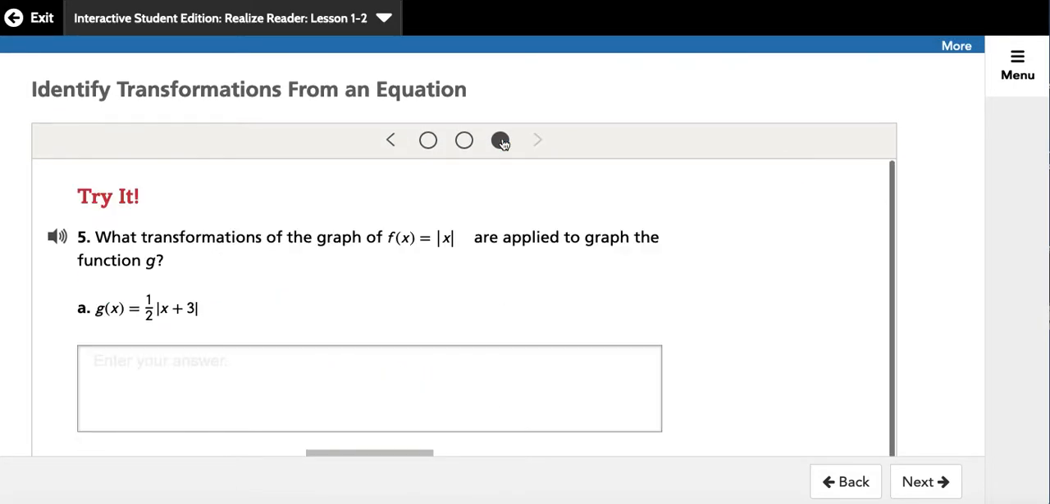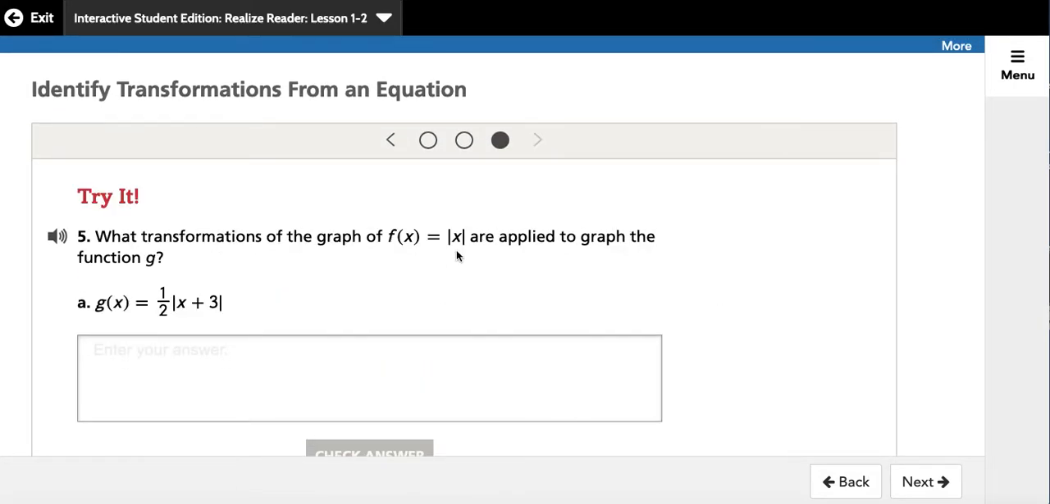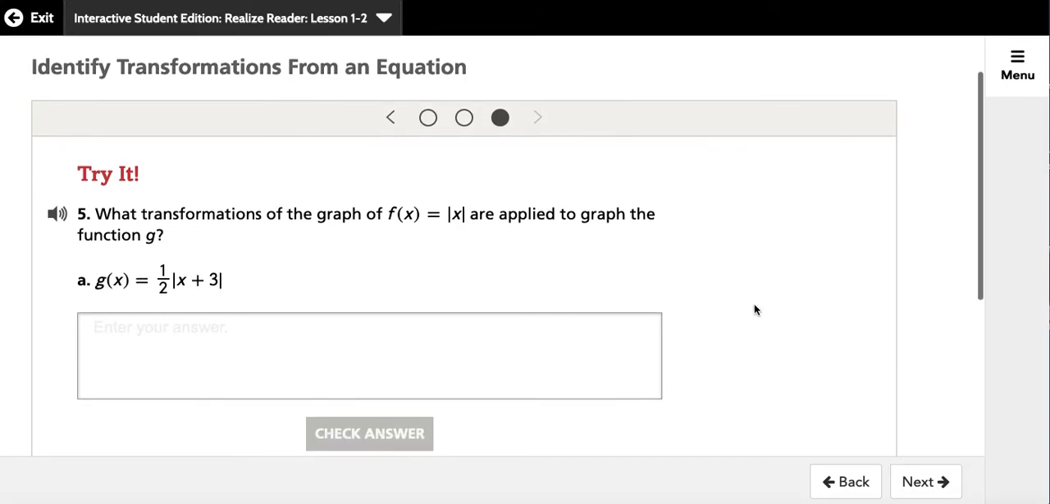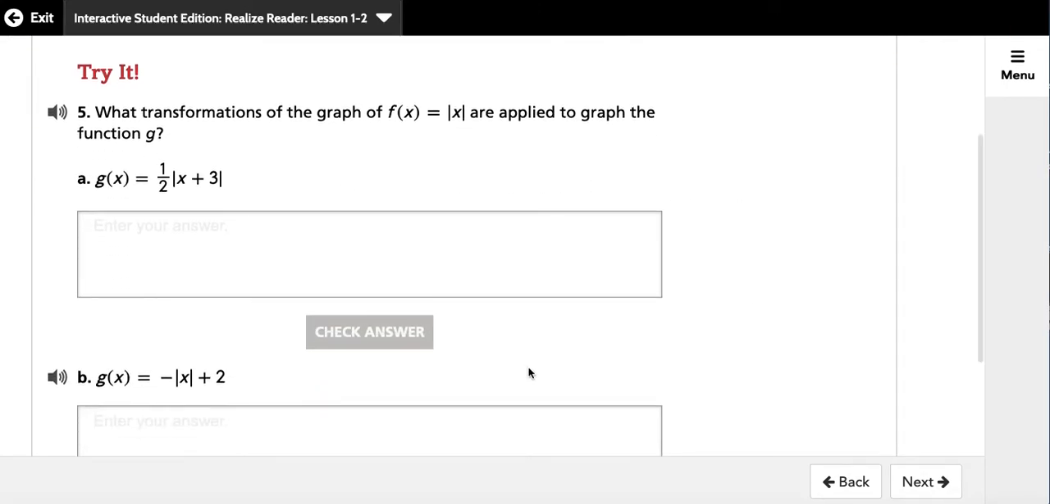Now you're going to try 1 or 2 on your own. We're going to start with the parent function. This time the parent function is f of x equals the square root of x, and you're going to have 2 transformations there. See if you can describe those two. Click pause and try it on your own, and then come back when you're ready.